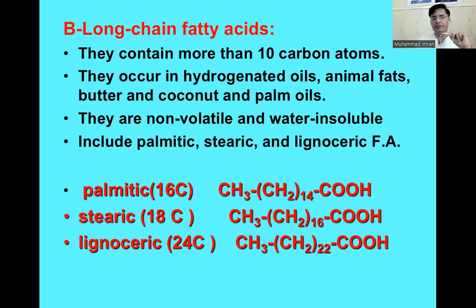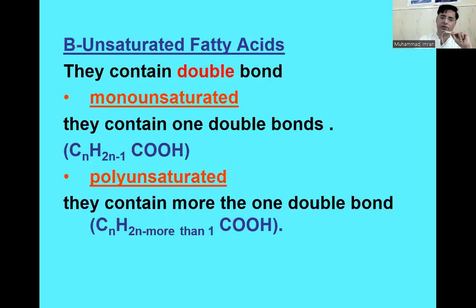Long chain fatty acids contain more than 10 carbon atoms. They occur in hydrogenated oils, animal fat, butter, and coconut and palm oil. They are non-volatile and water insoluble, and include palmitic acid, stearic acid, and lignoceric acid. Palmitic acid is also known as hexadecanoic acid. Stearic acid is also known as octadecanoic acid. Lignoceric acid is a 24 carbon fatty acid.